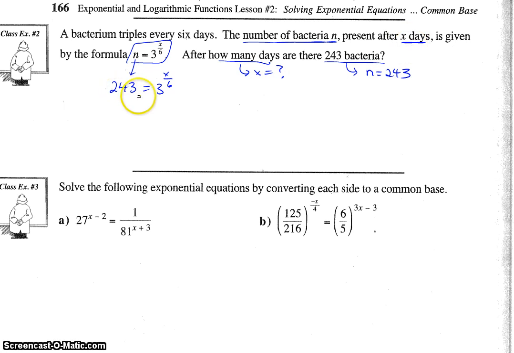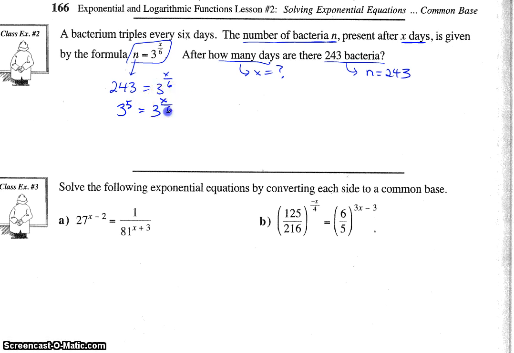All right, so take a look at that equation. We want to try and get the bases the same, so I would assume that 243 could be 3 to some exponent. So try it out on your calculator, 3 to the 4, 3 to the 5, 3 to the 6, until you get the right one. And what did you find out? 3 to the 5. Good.